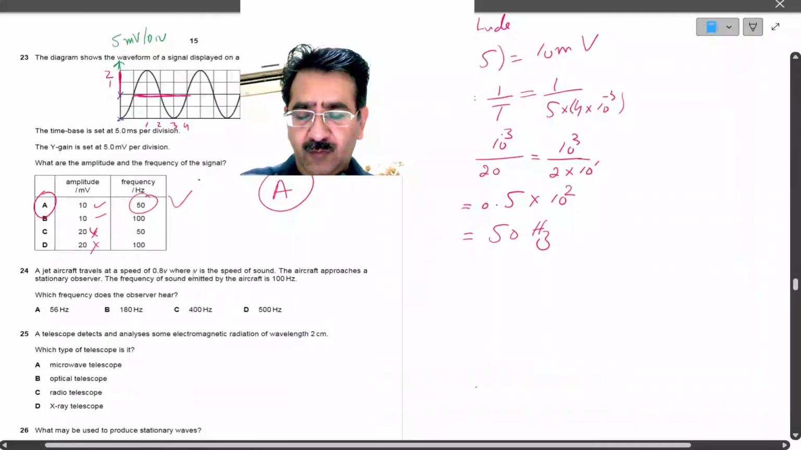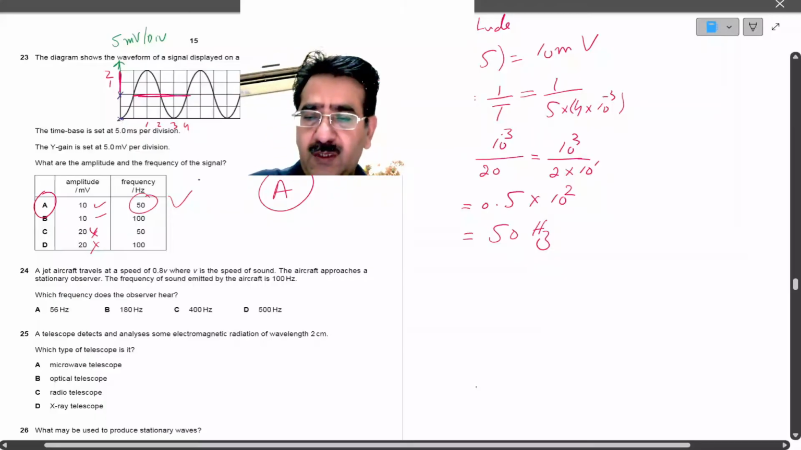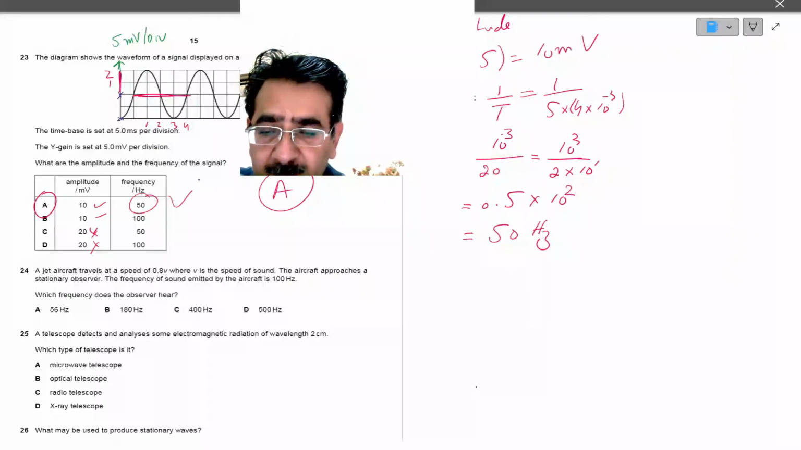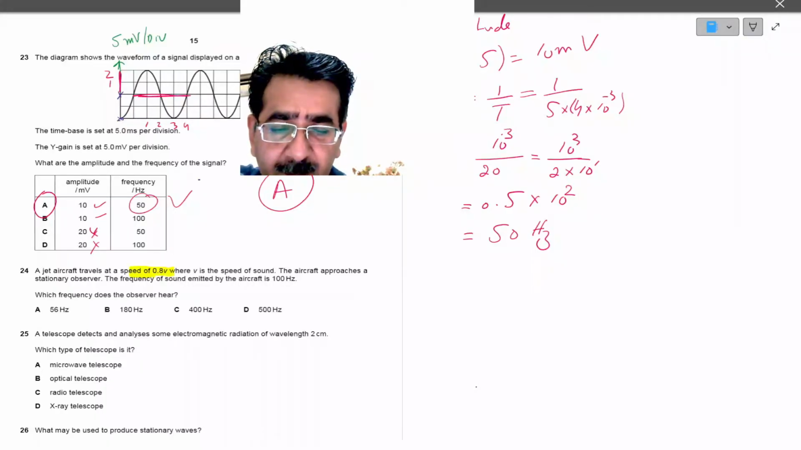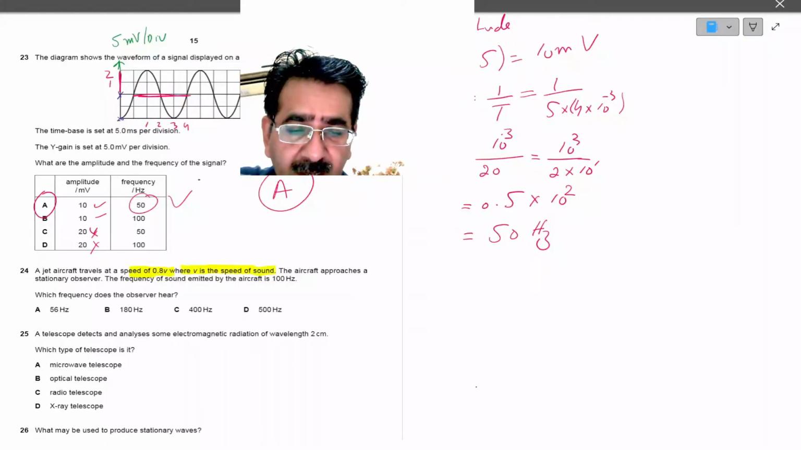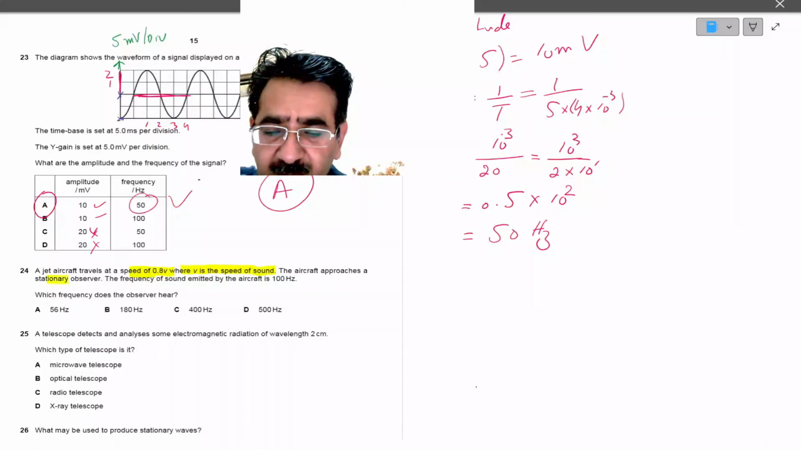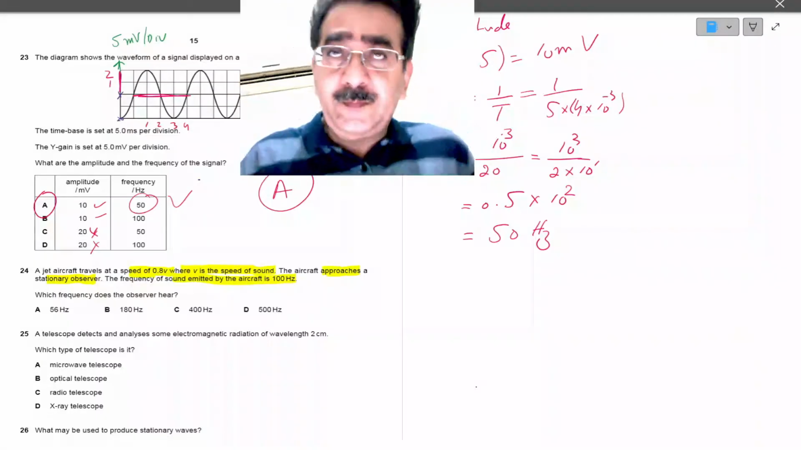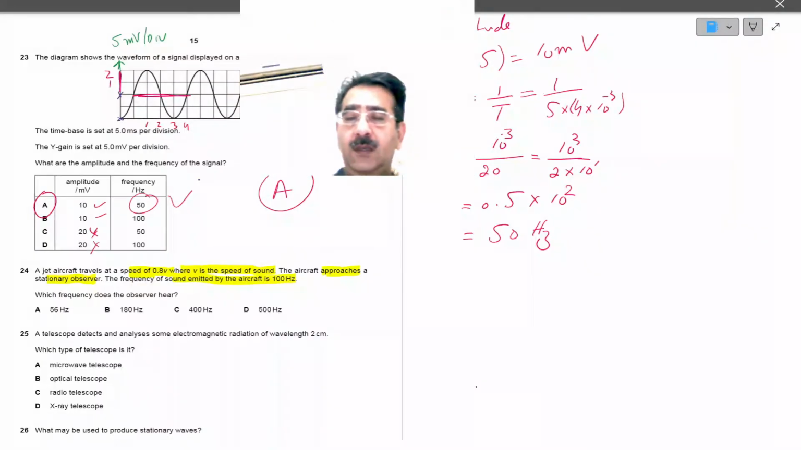Now we move toward question number 24. The question is about a jet aircraft that travels with a speed of 0.8 v, where v is the speed of sound. The aircraft approaches a stationary observer. The frequency of the sound emitted by the aircraft is 100 hertz.